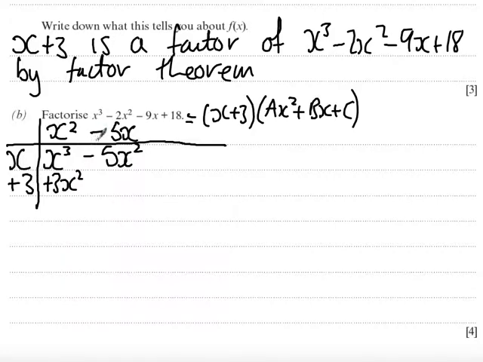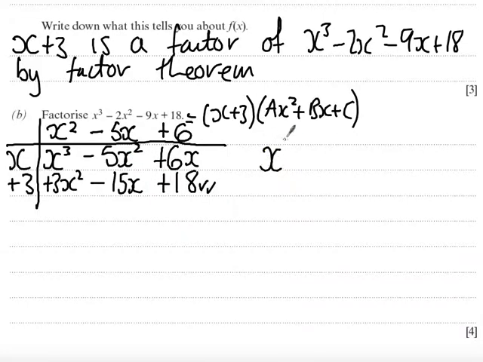And again, I work through, so now I'm going to say, okay, minus 5x times plus 3 is minus 15x. What do I need to add to minus 15x to get to minus 9x? I need plus 6x. So then what do I multiply x by to get plus 6x? It's plus 6. And if I've done this correctly, plus 3 times plus 6 should be equal to plus 18, which of course it is. So I can just do a little double tick. It appears that I've factorized correctly.